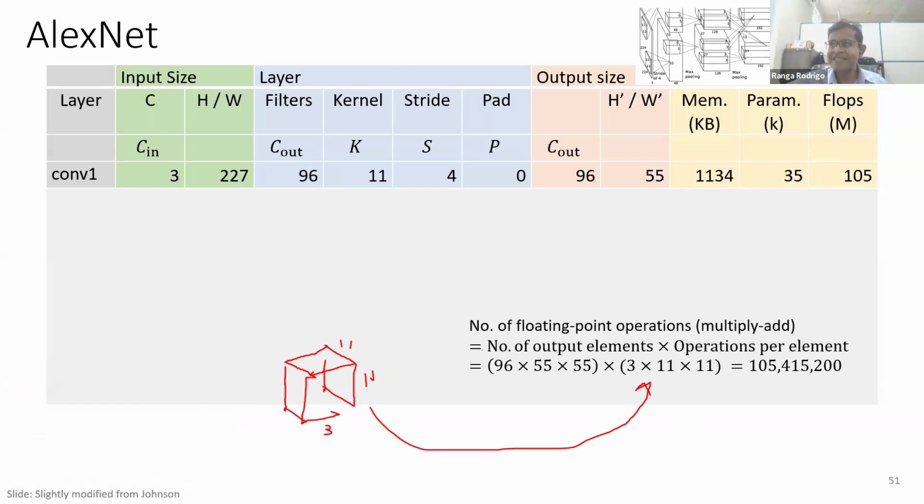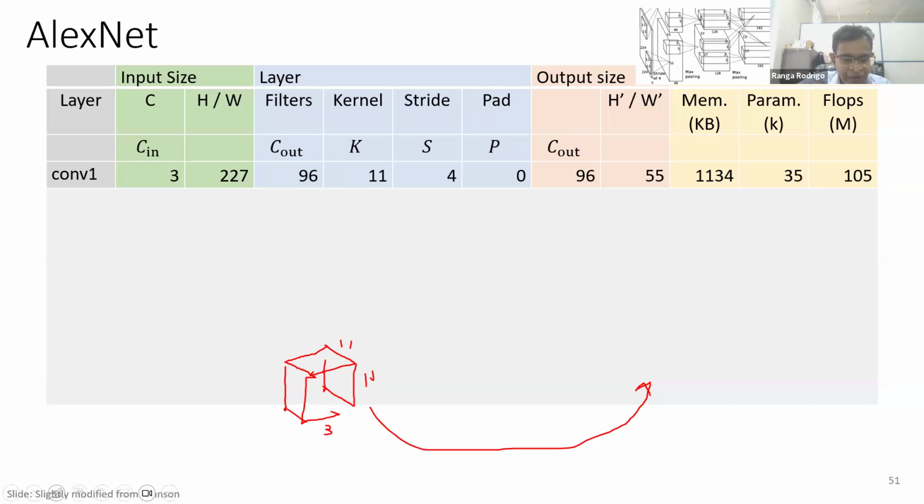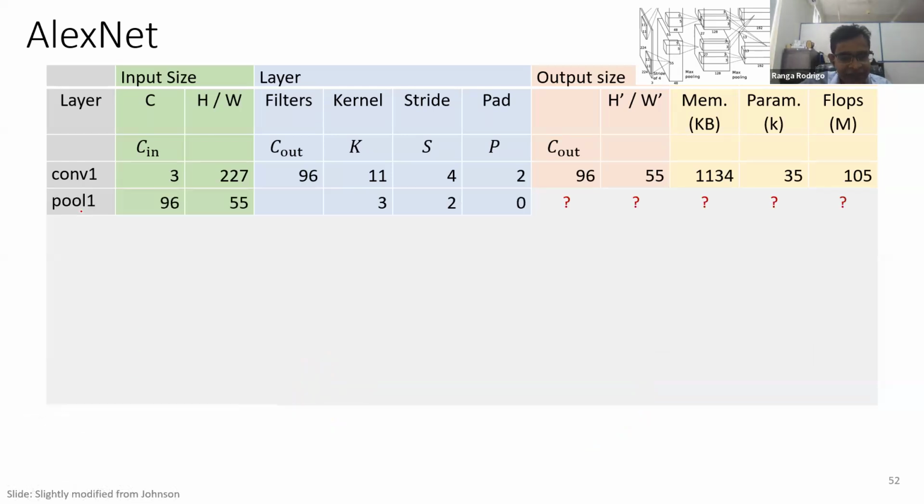Any questions about this? All right. Then we can move forward. We can now do the same for all other layers, but there is one thing, the pooling layer. So the input number of channels is from the previous one. This is the input number of channels in the pooling layer. Of course, we know that the height and width are 55.